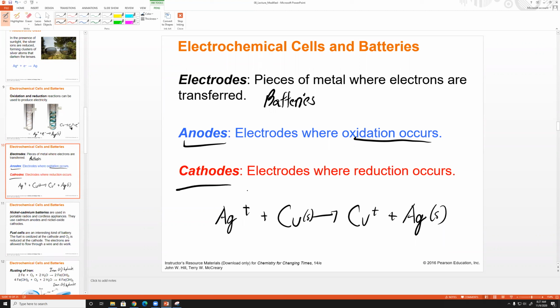So what's another measure? How can we determine what's oxidized or reduced? Anybody? The charges, so the electrons. Good. Yes, the movement of electrons. So remember OIL RIG, oxidation is losing, meaning electrons. Which one of these is losing electrons? Silver.